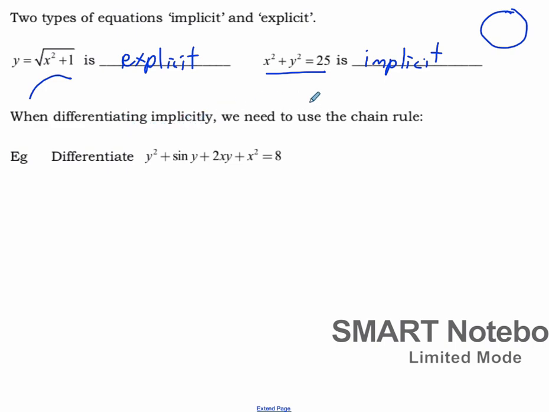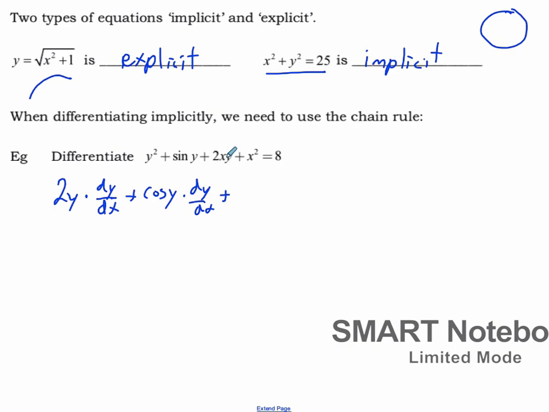When differentiating implicitly, we need to use the chain rule. So basically what you do is you differentiate every single term. Okay, but we're differentiating with respect to x. So when I differentiate this, you get 2y, of course. But we're differentiating with respect to x. y is a function of x, so you're going to multiply by dy/dx, which is basically the chain rule. Next, the derivative of sine is cosine. Well, we've got a y here, so we've got to multiply by dy/dx by the chain rule.